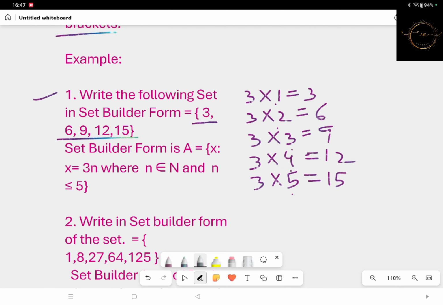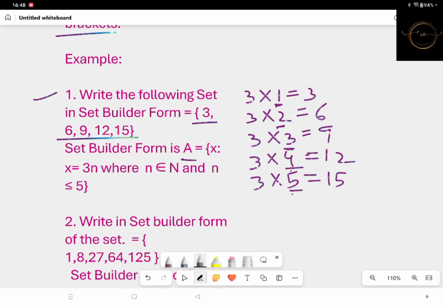If there was 0, then this 1, 2, 3, 4, 5 and 0, these numbers would have been whole numbers. But because it's starting from 1, obviously it's a set of natural numbers. So it's a multiple of 3 where after the multiplication sign the numbers are actually natural numbers in this case. So what will be the answer in this case? Capital A, you have to name the set. I have named it as capital A. You can name it something else also.